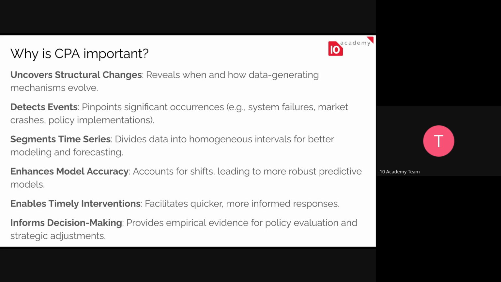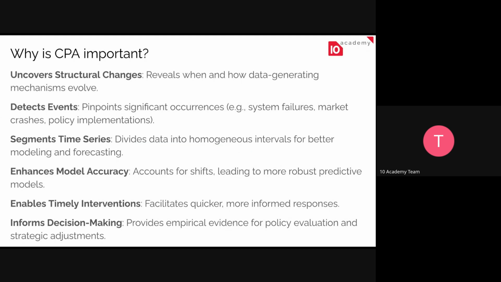We will also see this one. By using this, you can divide the data into homogeneous intervals for better modeling and forecasting, so that you can account for the model results. So when your model result comes in, you can tell why that result came by depending on the change point analysis, because you would divide the data into homogeneous intervals. It enhances model accuracy, which is what I just explained. It accounts for shifts, leading to more robust predictive models.